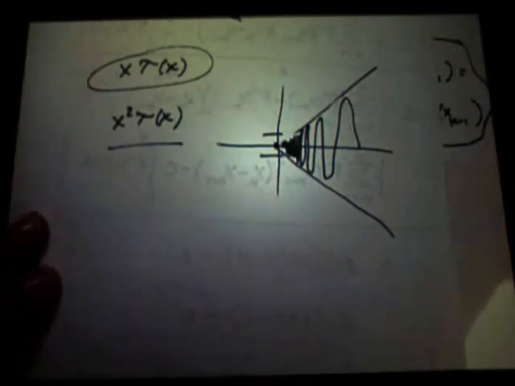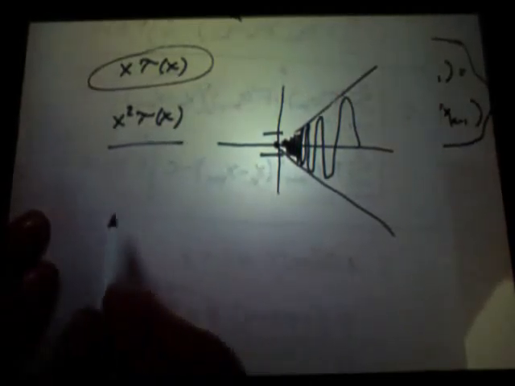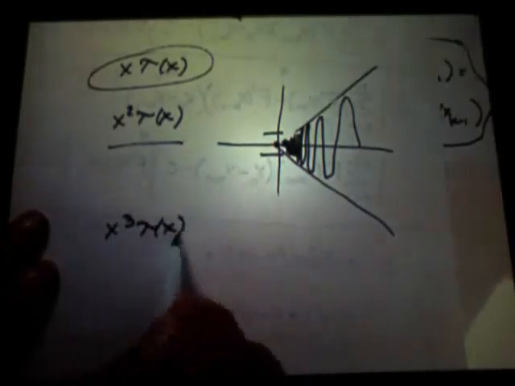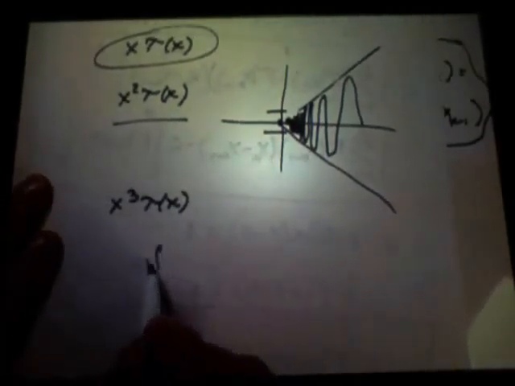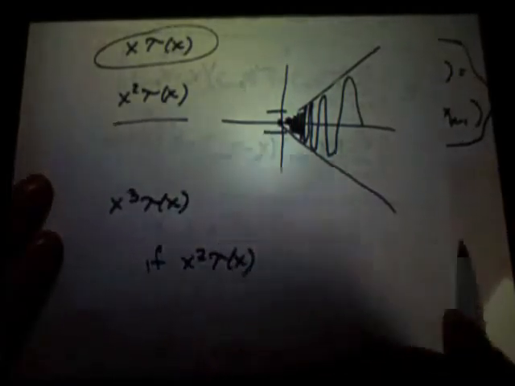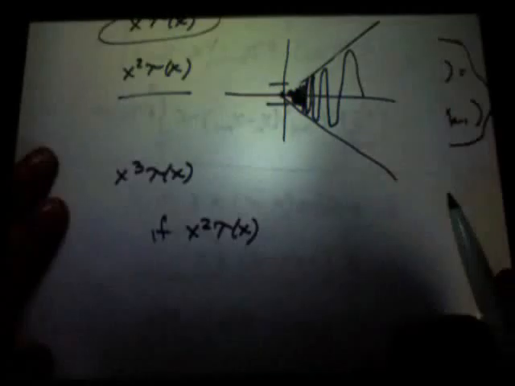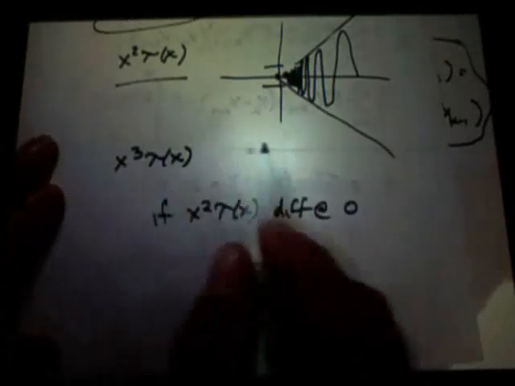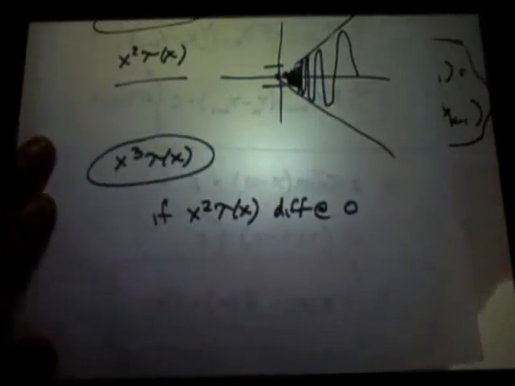So now that it's continuous, is this different? Well, here, x cubed tau of x. If x squared tau of x is differentiable, not necessarily continuously differentiable, just differentiable too, then I'm allowed to use the product rule on x cubed tau of x.